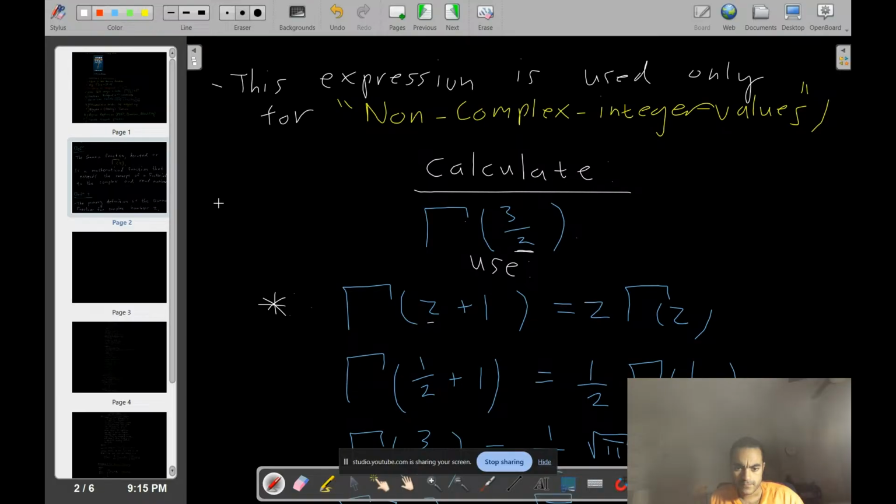Okay. Should be pretty straightforward, right? But yeah, so z would have to be 1/2 in order for this to work, in order to get gamma of 3/2.